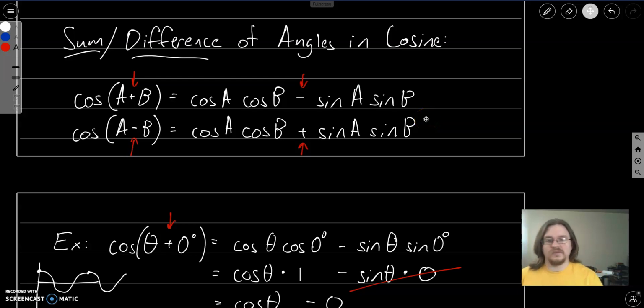Welcome back. Let's continue to look at our new identity, which is going to be the sum or the difference of angles in a cosine. So we can have the cosine of two angles being added together, and then we get a somewhat messy but doable formula for that, just in terms of the angles of the individual cosines and sines. Or we can take the cosine of a difference of angles, remembering that the sum becomes a difference and the difference becomes a sum. So it just flip-flops.